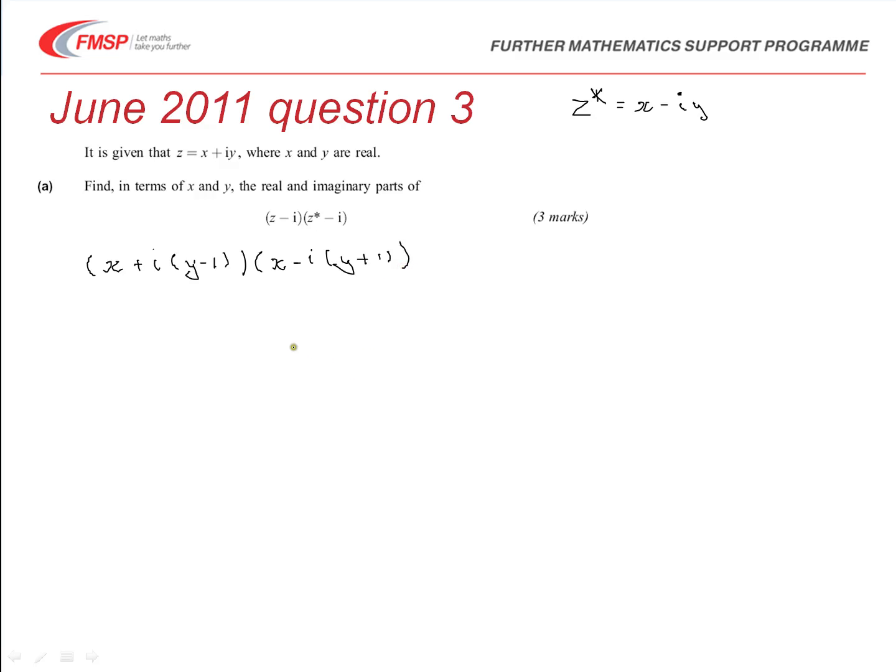Okay, so now we've got to multiply these out, so we get x times x, which is x squared, and then we've got x times the i lots of y minus 1, so that becomes i times x times y minus 1, and then similarly we're going to get minus i times x times y plus 1, and then finally we've got minus i times y minus 1 times y plus 1.